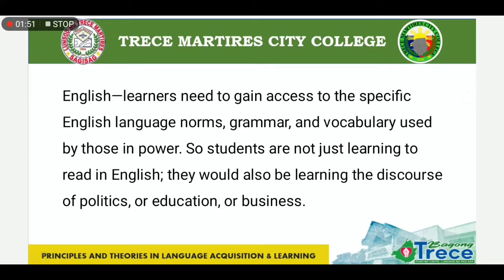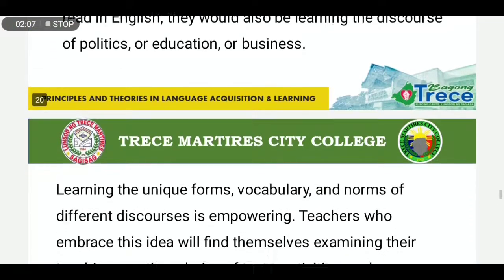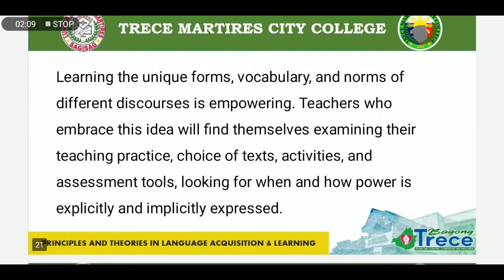English learners need to gain access to the specific English language norms, grammar, and vocabulary used by those in power. So students are not just learning to read in English, they would also be learning the discourse of politics or education or business. Learning the unique forms, vocabulary, and norms of different discourses is empowering.